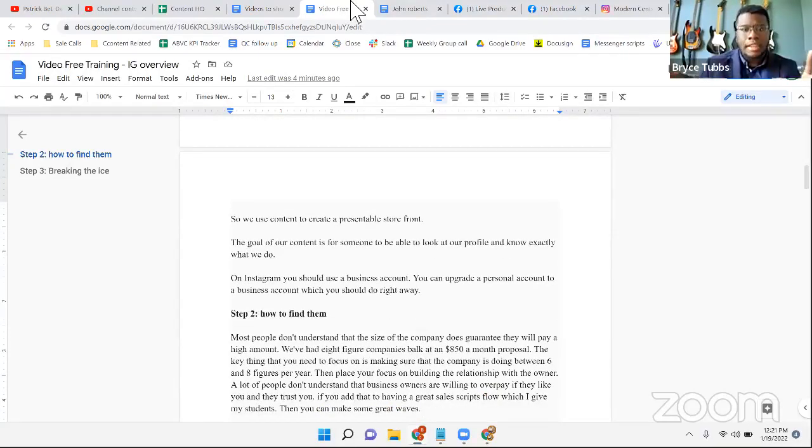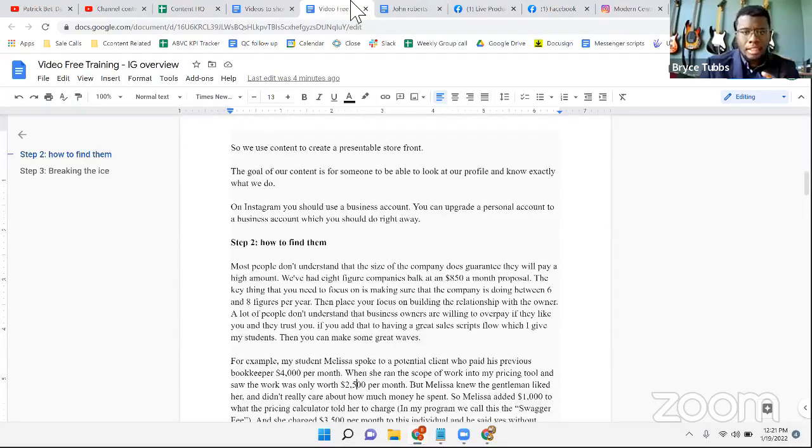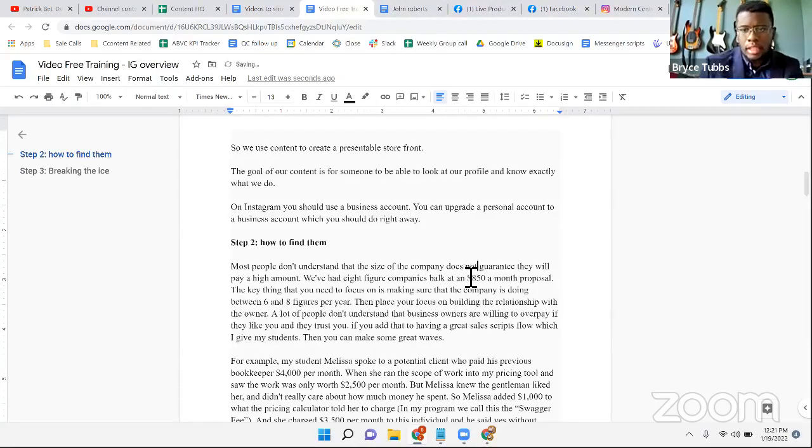Now, okay, let's go into step number 2. So how to find them. Most people don't understand that the size of the company does not guarantee that they will pay you a high amount. We've had 8-figure companies literally balk at $850 a month. It's like, that's the lowest contractor they've actually paid in their entire company, and they're still balking at it. Now, if you go about talking about what you do the wrong way, or you present it to the wrong person under the wrong frame of mind, they generally don't value this stuff very highly.